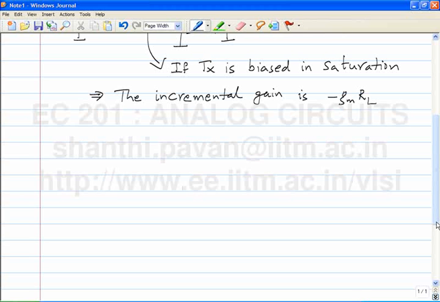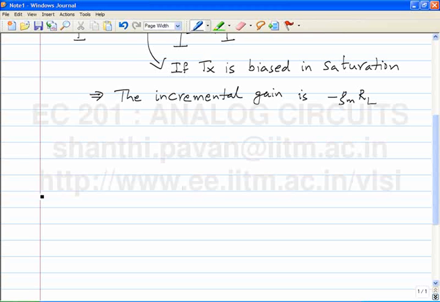The GM depends on the operating point. So the next job is now to figure out how to bias this transistor so that it is operating in saturation. In other words, we need to fix the operating point so that the terminal voltages are such that the transistor is operating in saturation. Any suggestions on how I might be able to do that?